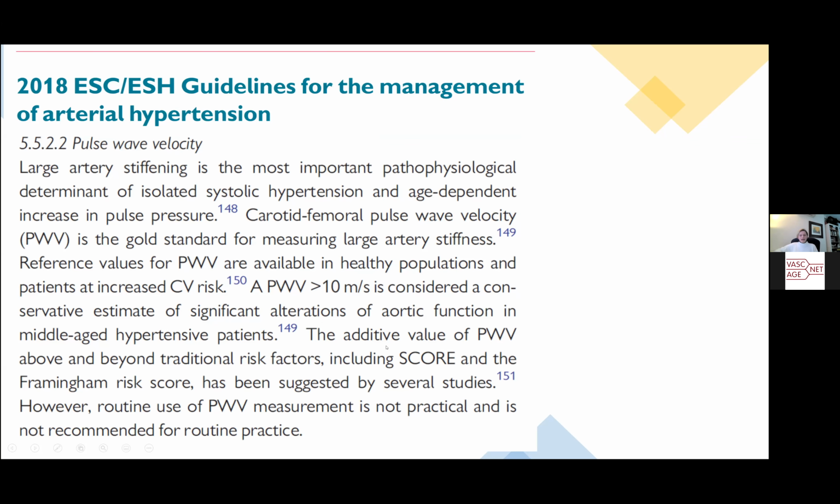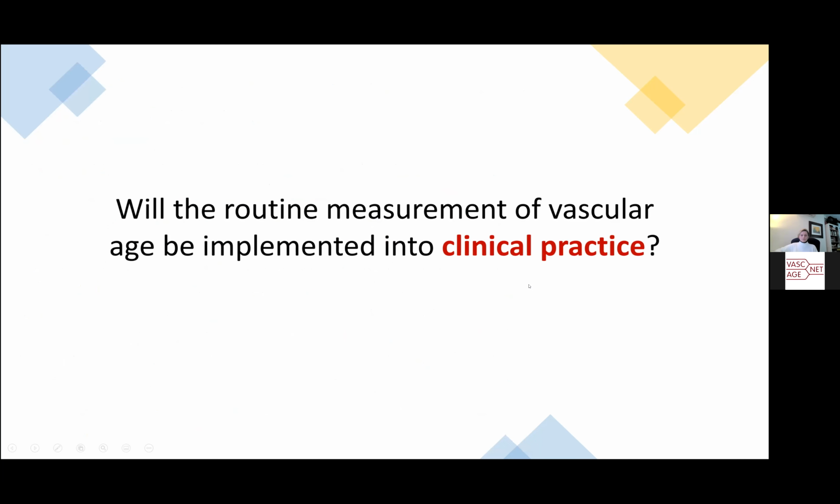The question comes in at the additive value. That, I think, is the crux here: what is the additive value of pulse wave velocity above and beyond traditional risk factors? There have been studies using the European score, an absolute cardiovascular risk assessment tool, and the Framingham risk score. They show that if you add pulse wave velocity to the traditional risk scoring, it does add value. But that's clearly not strong enough evidence, because it was very clearly expressed that routine use of pulse wave velocity is not practical and is not recommended for routine practice. So that is where we sit at the moment.